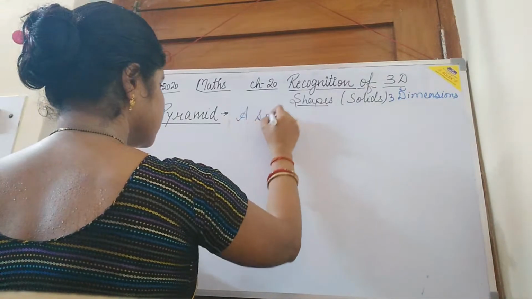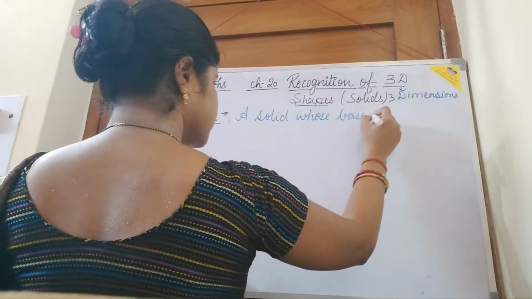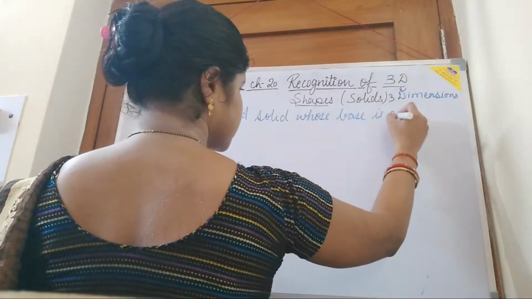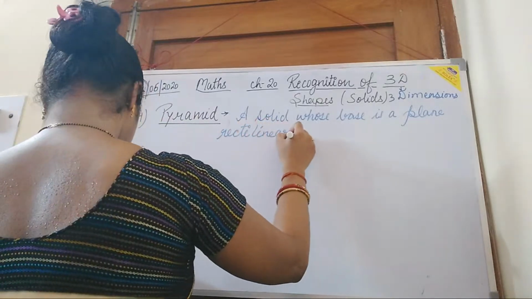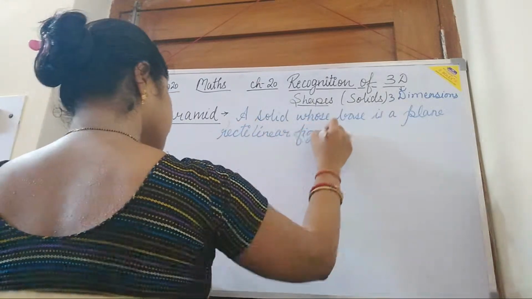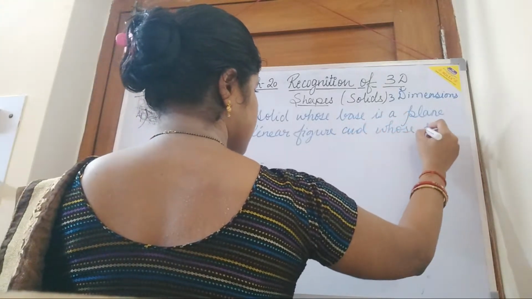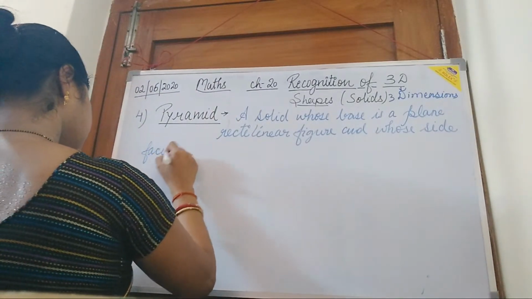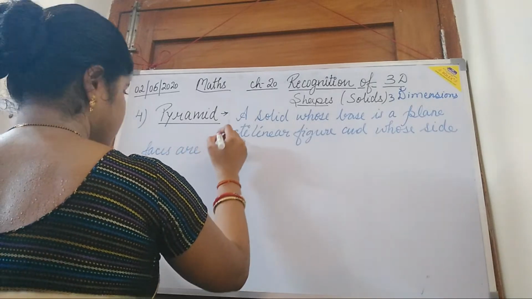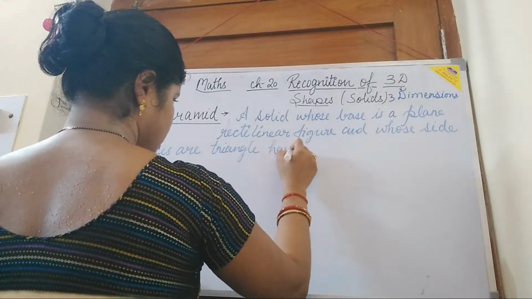A solid whose base is a plane rectilinear figure and whose side faces are triangles having a common vertex.